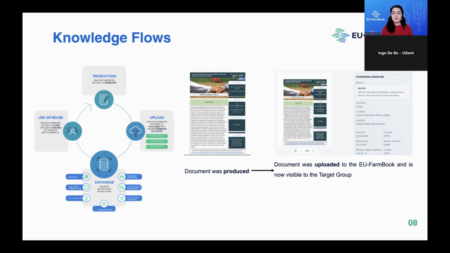And the fourth step, which is the last step, but is as important as the first three steps, is the use or reuse. So practice-oriented material can be applied in a specific environment of our target group, which is used. And then it can be reused, and it can be an inspiration to produce new materials. So it can be reused.